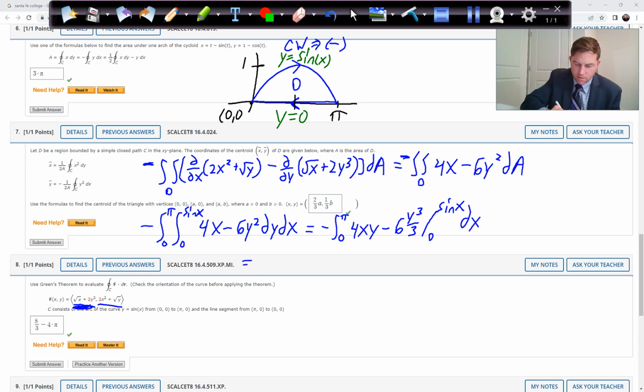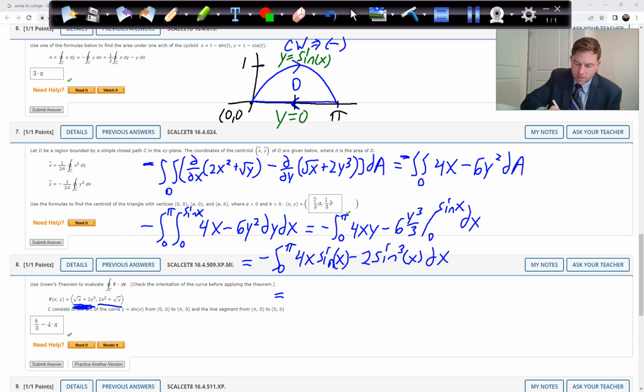This is going to equal negative 0 to pi. This is going to be 4x sine x when you replace y with sine x. And minus 6 divided by 3 is 2, and this will be sine cubed x. And then I don't need the 0 lower limit because both terms will go away.